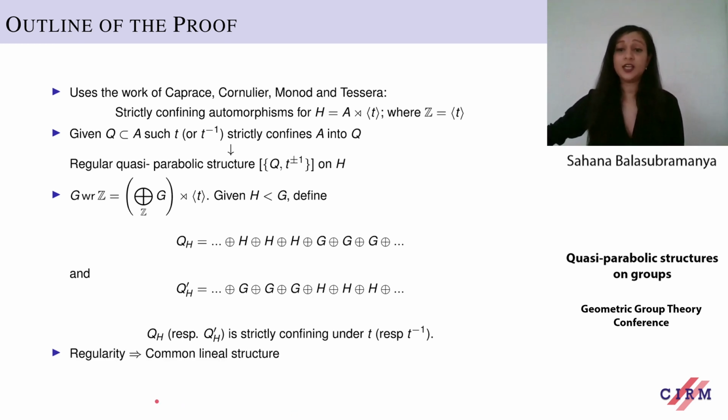And what does the regularity condition give us? Well, it's important because it gives us the common lineal structure. Because no matter which one of these quasi-parabolic structures I pick, and I apply the Busemann pseudocharacter to it, I get exactly the same homomorphism to Z. So the lineal structure that they dominate from this construction is the same.